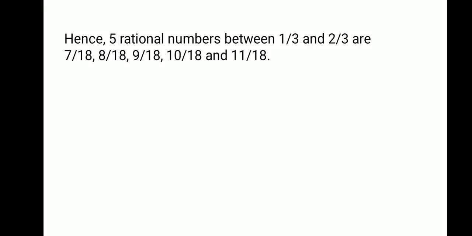So the rational numbers will be 7 over 18, 8 over 18, 9 over 18, 10 over 18, and 11 over 18. In this case, 6 over 18 and 12 over 18 are not included at all, because I need to find the rational numbers between these two rational numbers. So between 6 by 18 and 12 by 18, these 5 rational numbers lie.